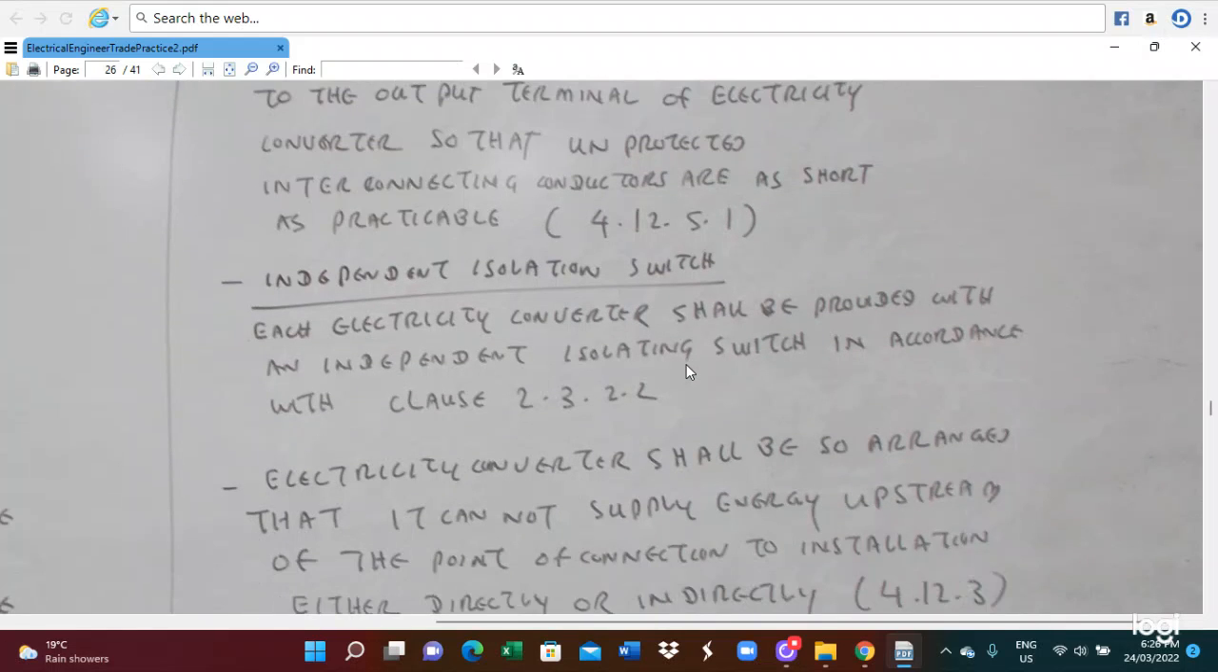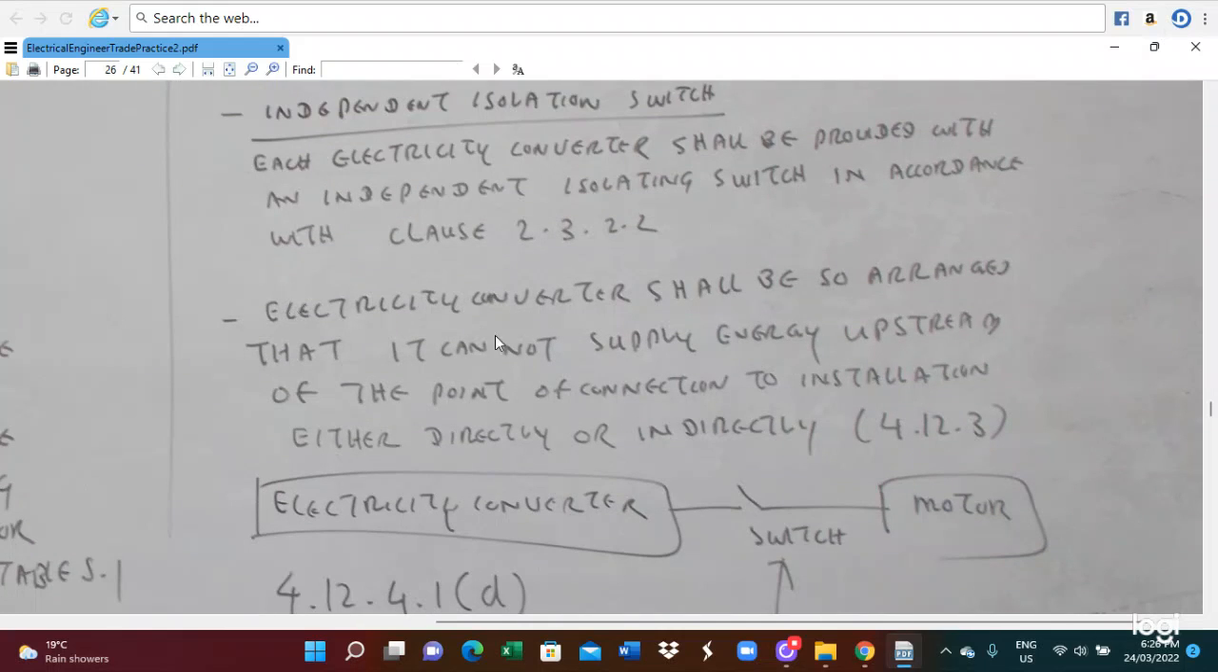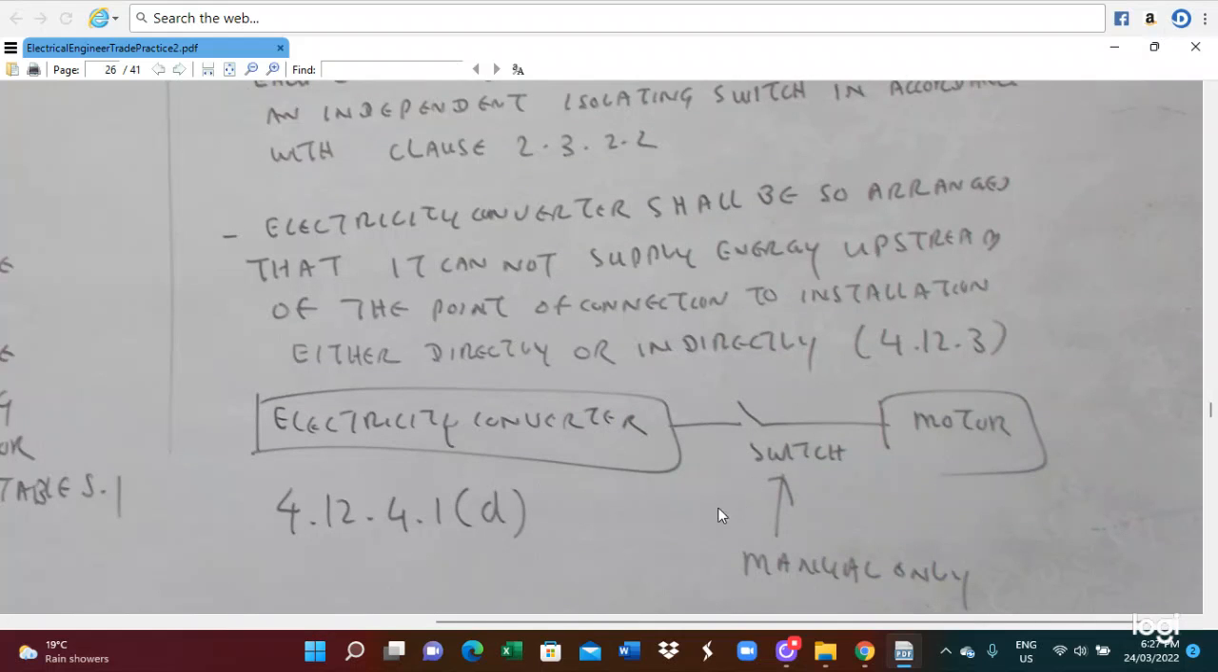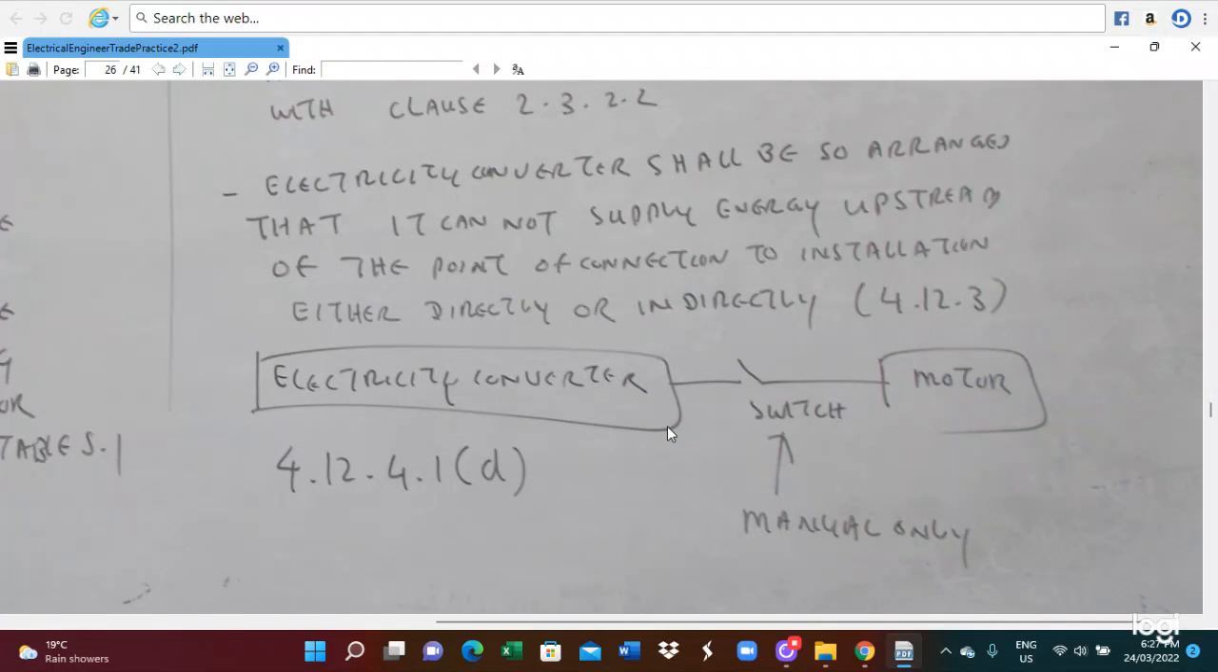Independent isolation switch. Each electricity converter shall be provided with an independent isolation switch in accordance with clause 2x3 by 2x2. An electricity converter shall be arranged so that it cannot supply energy upstream of the point of connection to the installation, either directly or indirectly. This is clause 4x12 by 3. So those are the appropriate AS3000 clauses concerned with the uninterruptible power supply. So the electricity inverter must agree with 4x12 4x1D, and this is the switch connected to the motor.